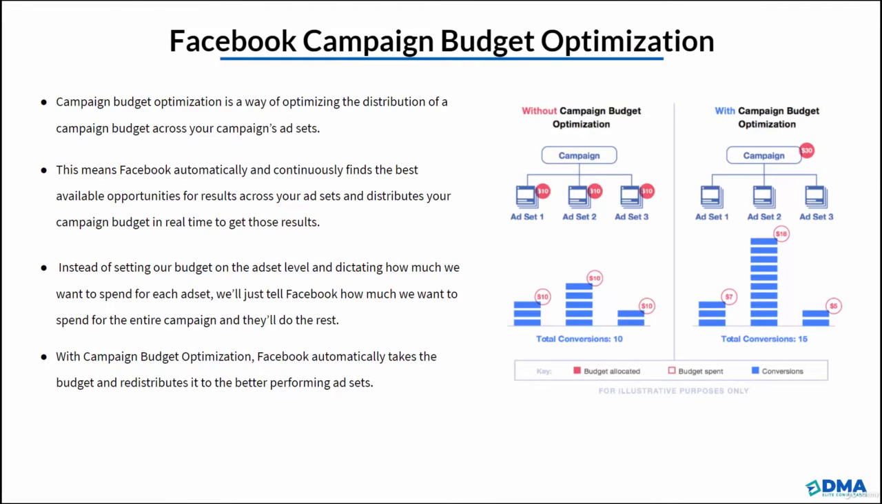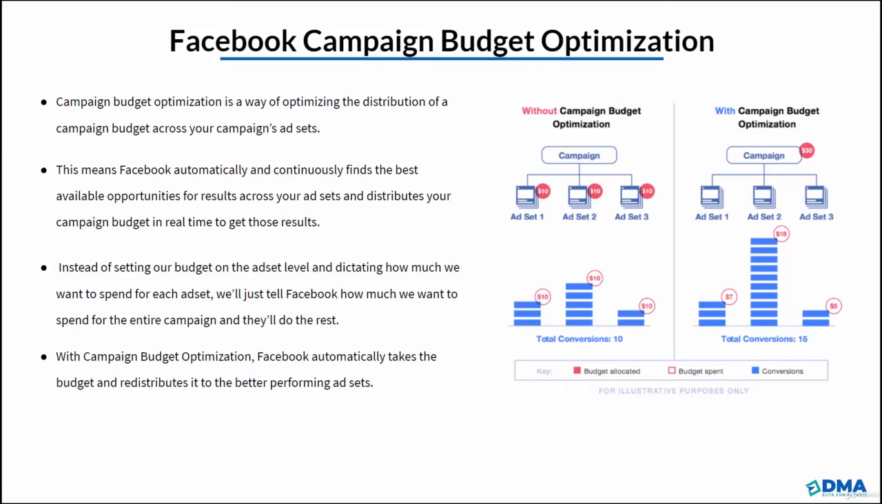So the Facebook campaign budget optimization is where we are distributing the budget across the campaign and not the individual audience or targeting ad sets, right? That's where we typically set the budget in the ad set area when we're targeting our specific audience, the interest, right? With setting the budget at the campaign level, this allows Facebook to automatically and continuously find the best available opportunities for results across your ad sets and then distribute your campaign budget in real time to those that are getting the best results.